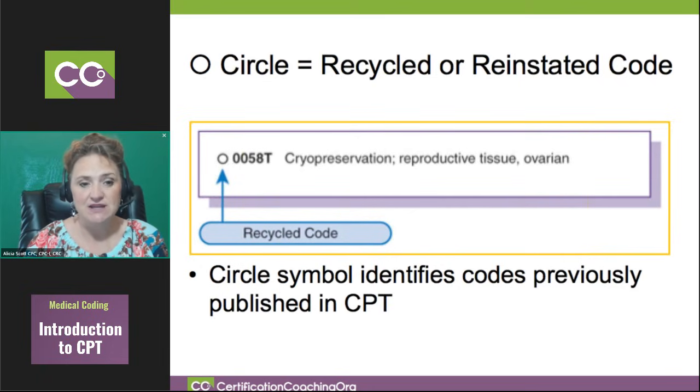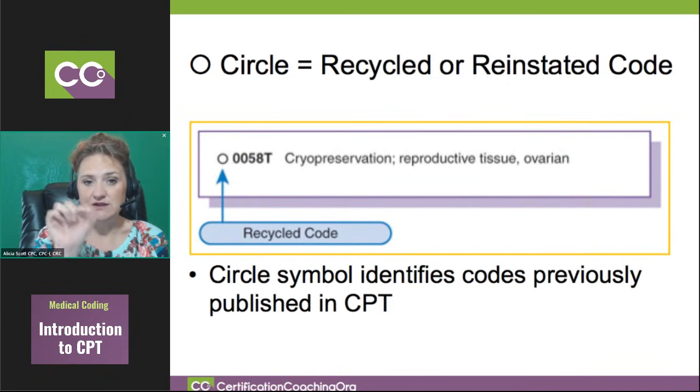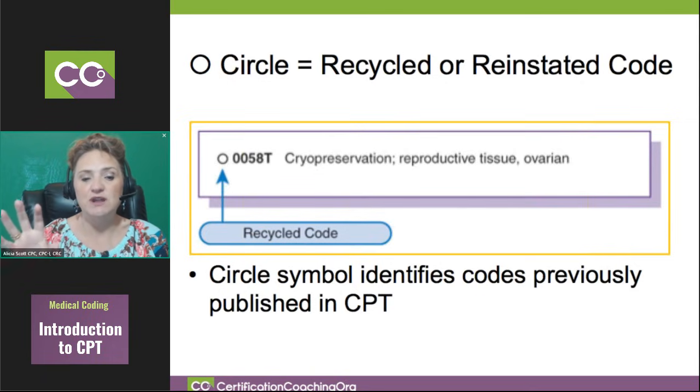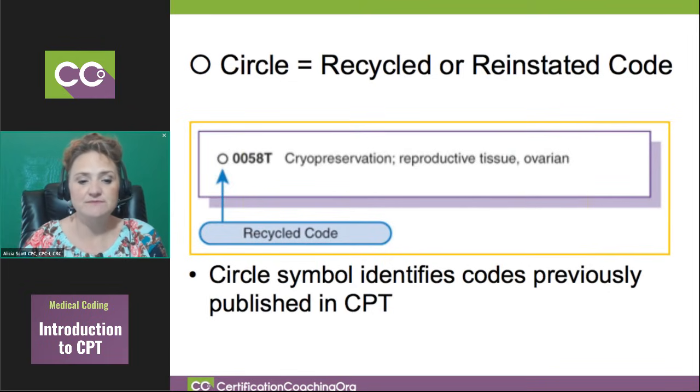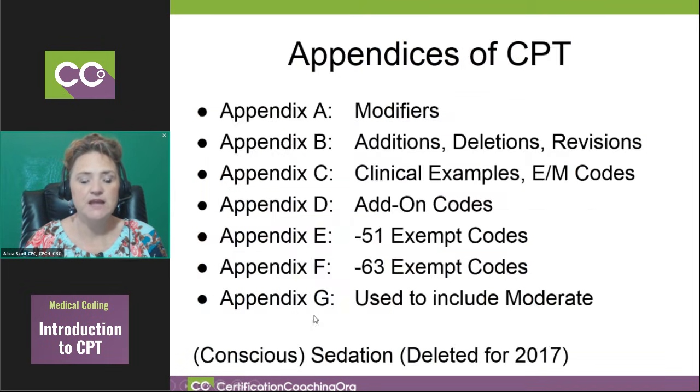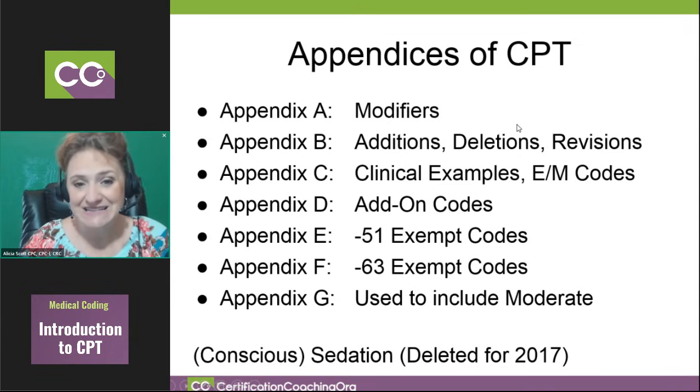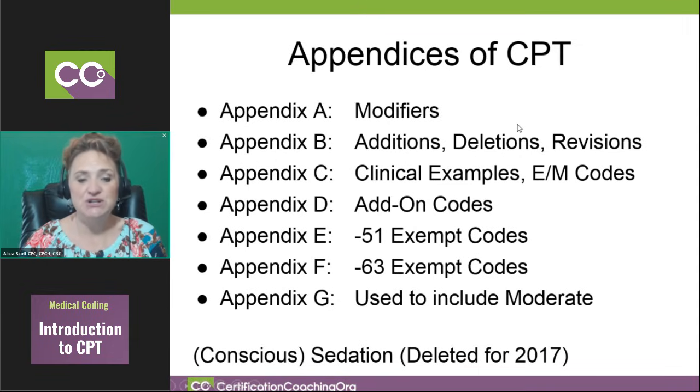That's all that means, that this code is not a new code, because that would be the solid circle, right? The solid dot. But when you see a circle, that means that this is a code that had been used in the past. It's been recycled or reinstated. Okay. Now let's talk about those appendixes that I alluded to.